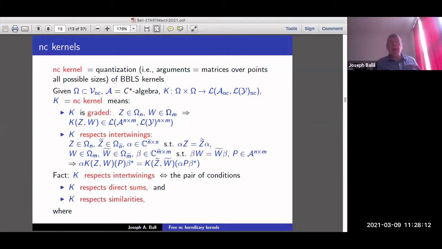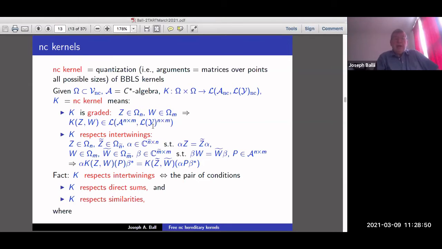Then graded means you take a point z at level n from omega, and w at level m from omega. Then what kind of object should K(z,w) be? It takes as an argument an n by m matrix over A and spits out an n by n matrix over L of Y, which can also be thought of, and it's convenient to think of, as an operator from Y^m to Y^n, if we want to make things more concrete. That's graded in this context.